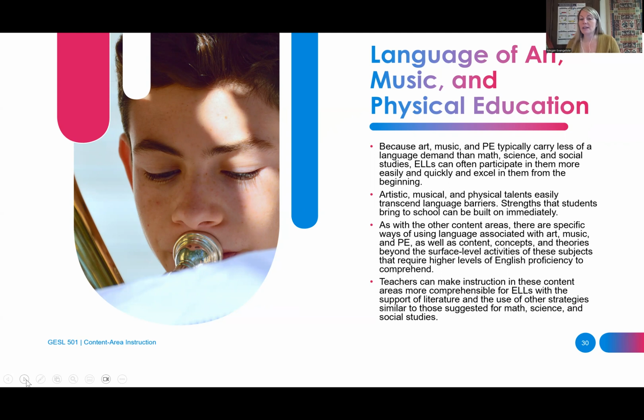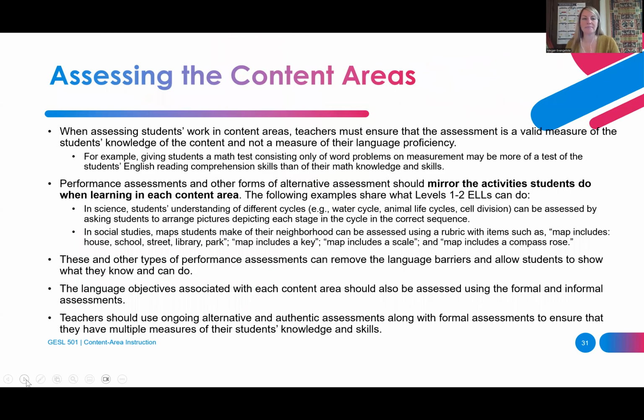As with other content areas, there are specific ways of using language associated with art, music, and PE, as well as content, concepts, and theories beyond the surface level activities of these subjects that require students to have higher English language proficiency to comprehend. So teachers can make instruction in these content areas more comprehensible for English learners with supportive literature and also the use of other strategies that were suggested from math, science, and social studies.